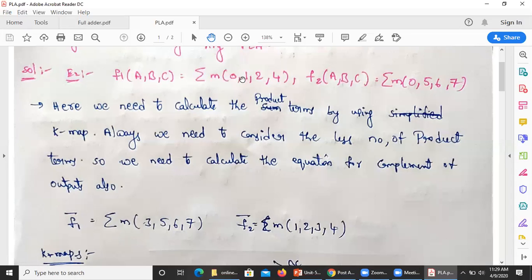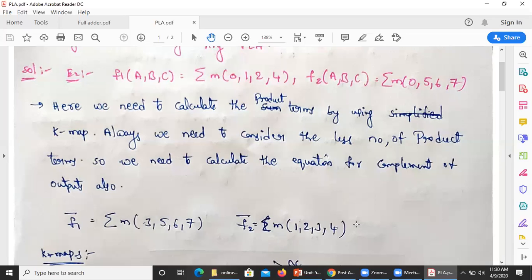Here F1 contains 0, 1, 2, 4, so F1 bar contains the terms which are not there in F1. What are those terms? 3, 5, 6, 7. So if F1 is 0, 1, 2, 4, then F1 bar is 3, 5, 6, 7. In the same way, F2 contains 0, 5, 6, 7, so F2 bar contains the min terms which are not there: sigma m of 1, 2, 3, 4.